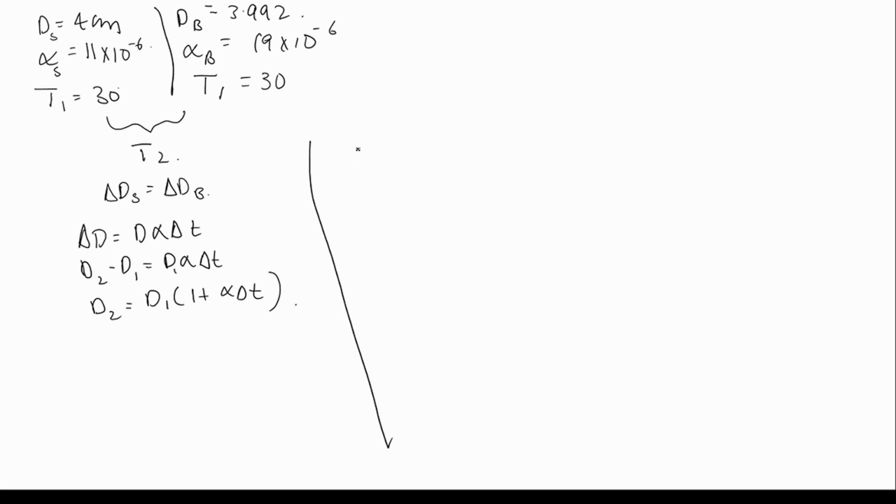So D1 of steel is 4 into (1 plus alpha of steel, which is 11 into 10 to the power of minus 6, into delta T). Delta T is T2 minus T1. T2 minus T1 is T2 minus 30 degrees. This should be equal to delta D of brass. So that is D1 of brass, 3.992, into (1 plus alpha of brass, which is 19 into 10 to the power of minus 6, into T2 minus 30 degrees).